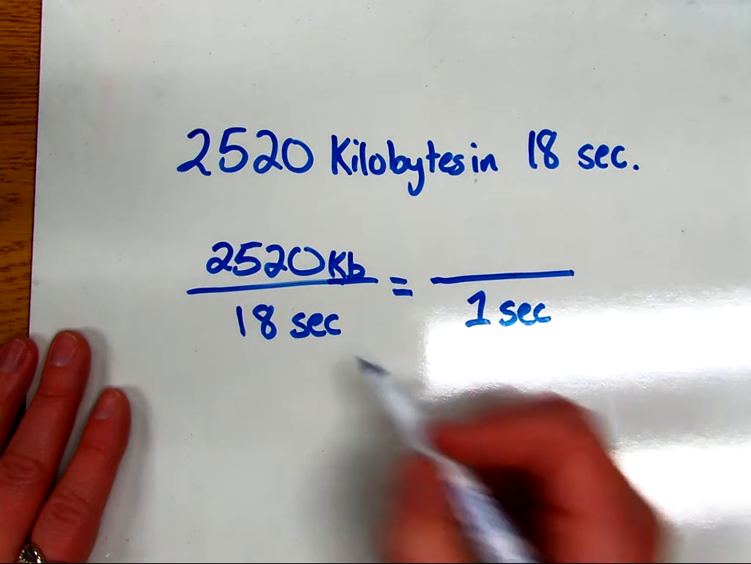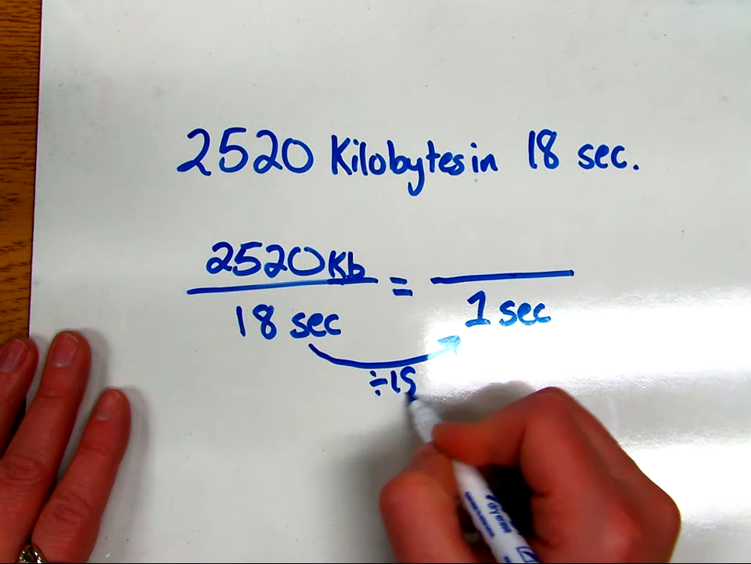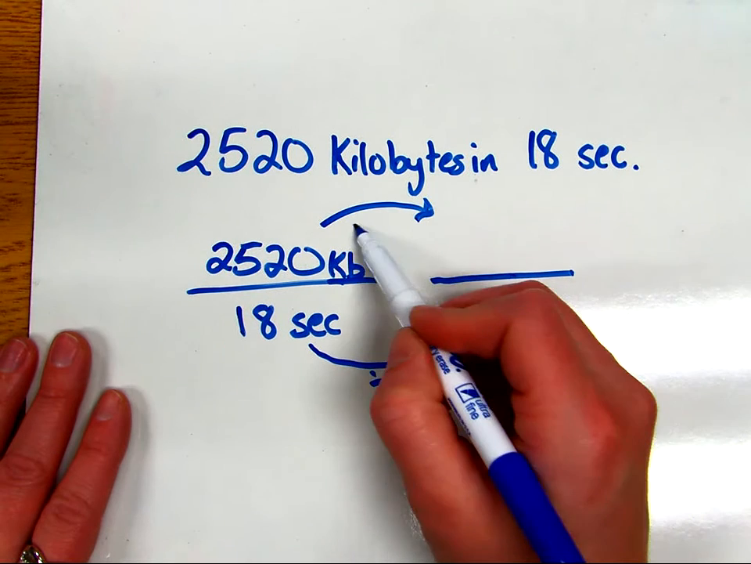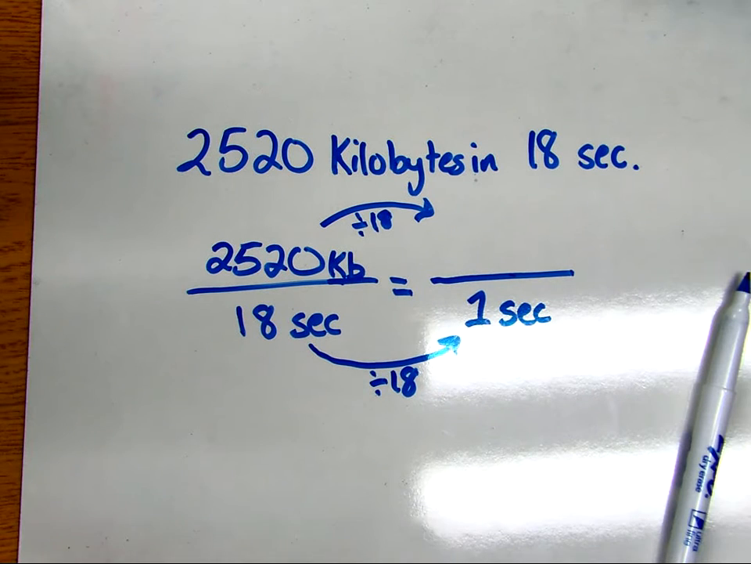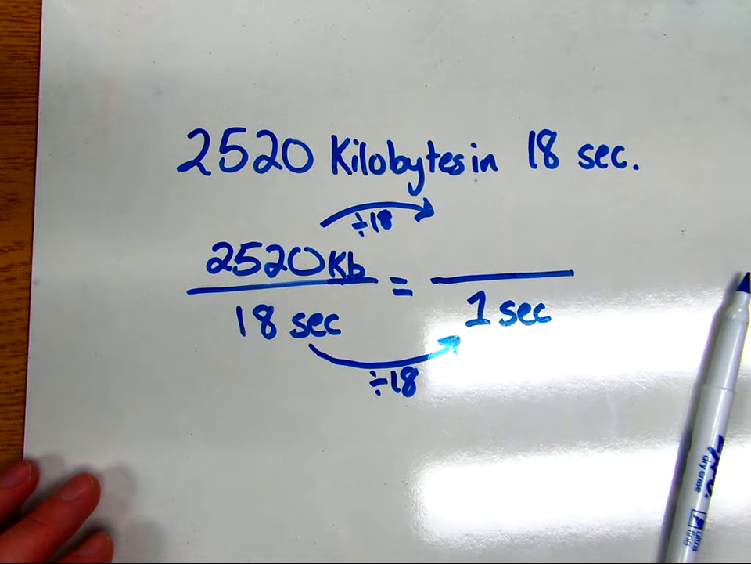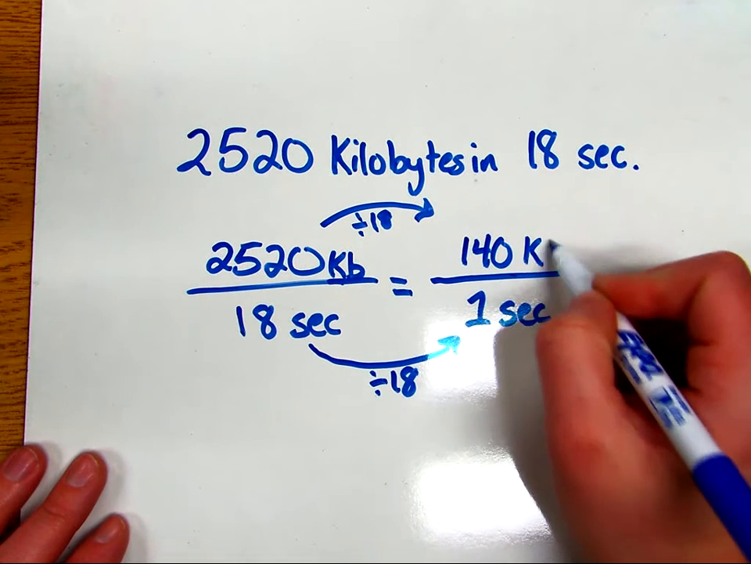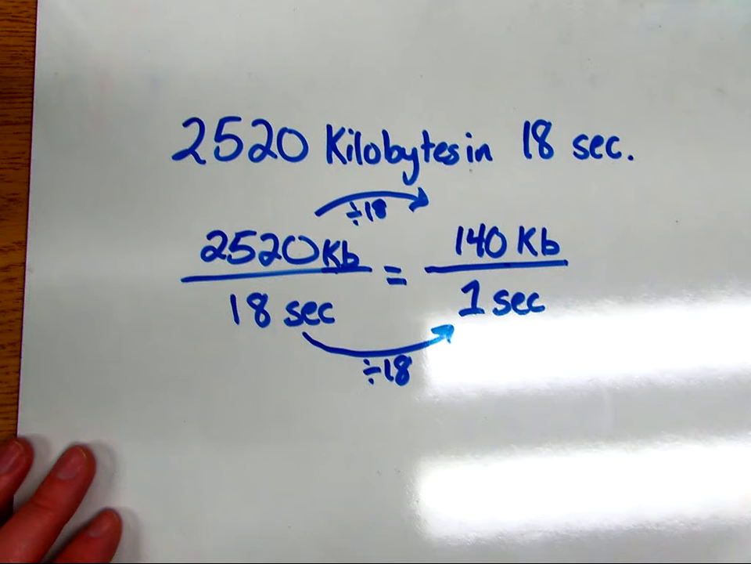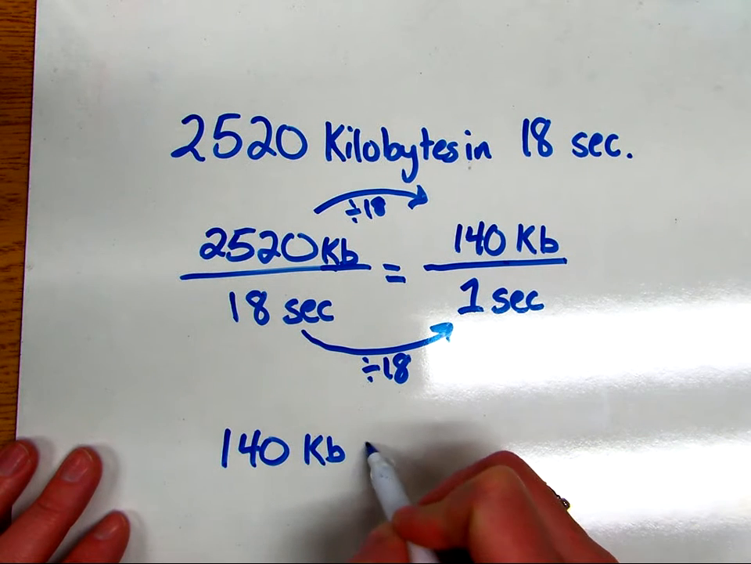So since we have to do 18 divided by 18 to get to 1, we need to divide 2,520 divided by 18. This would be a good example where I allow you to use your calculator. 2,520 divided by 18 is going to be 140 kilobytes in 1 second. So we could say 140 kilobytes per second.